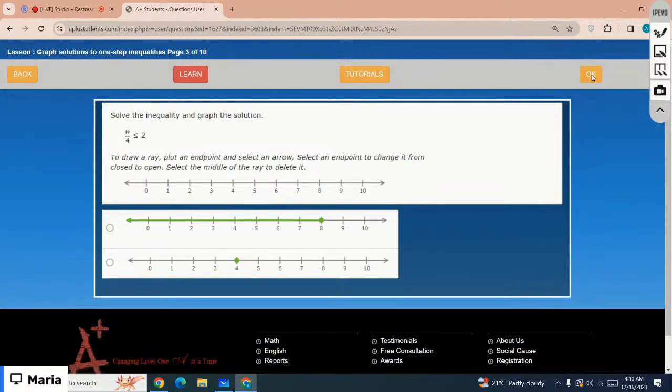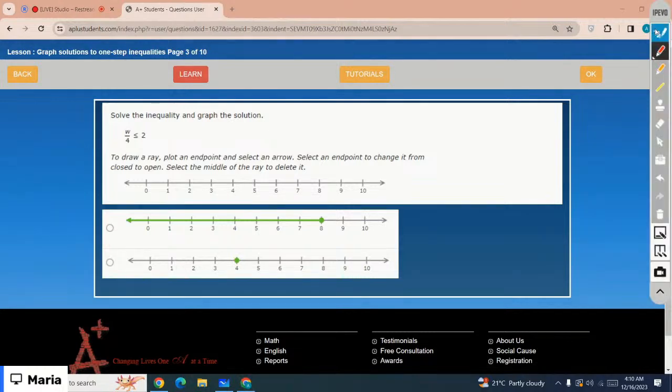Okay, the next one is: solve the inequality and graph the solution. Okay, let's just solve. W by 4 is less than or equal to 2, right? So you need to remove that 4 from here. That means you need to multiply both sides by 4, right? Because the opposite of division is multiplication. The 4 and 4 cancel out and you have W is less than or equal to 8.